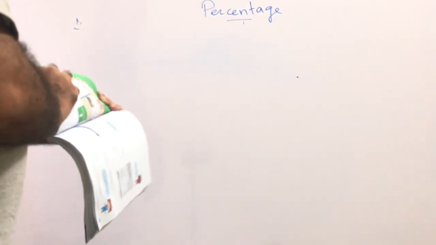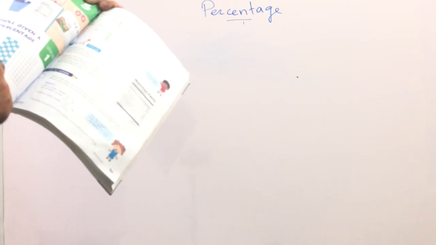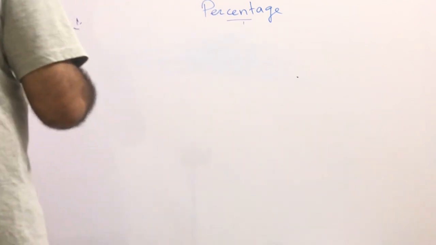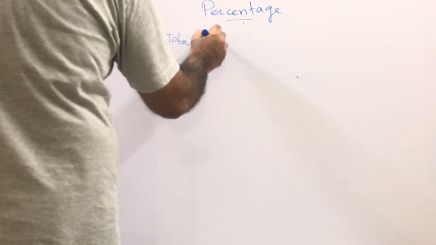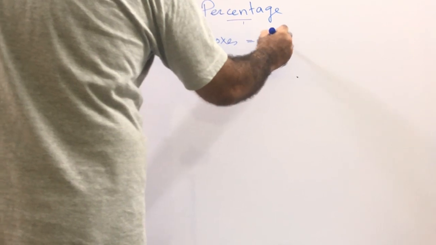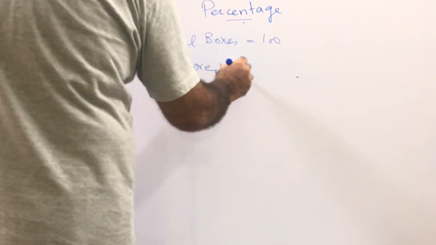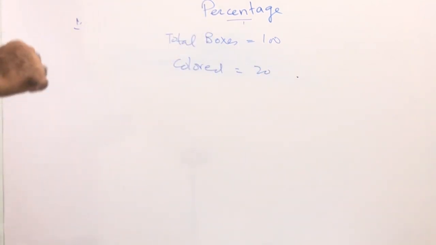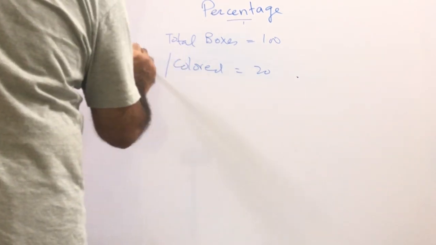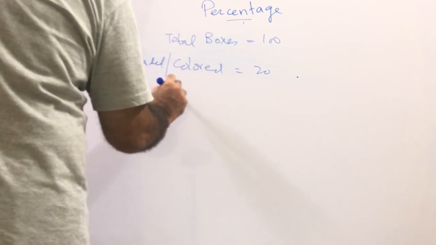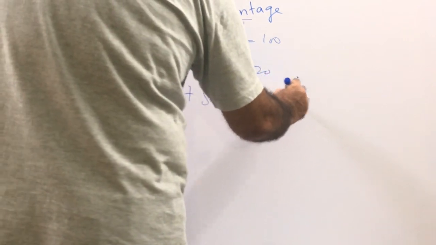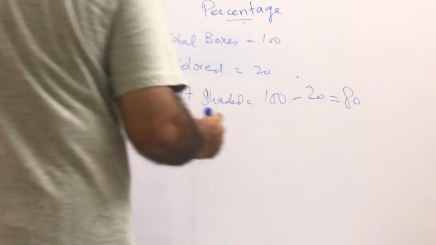When we count, the blue colored boxes are 20 and the total boxes in the grid are 100. The question asks what percentage of the squares are not shaded. So the colored, or shaded, are 20. We know that the total is 100 and shaded is 20, so the remaining 80 are not shaded.